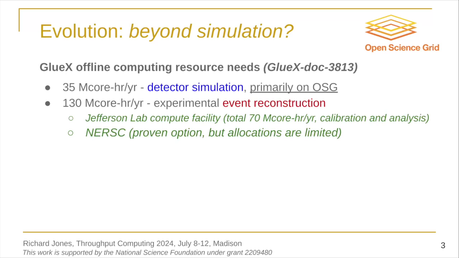35 megacore hours per year is our simulation demand, but for our reconstruction, we need 4 times that per year. And in our phase 3, which I'll talk about in a minute, there'll be another factor of 2 or so in the experimental event reconstruction demand.